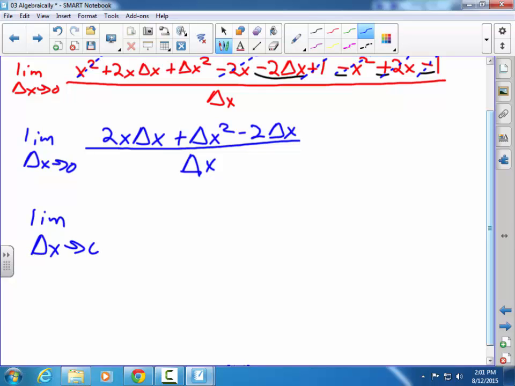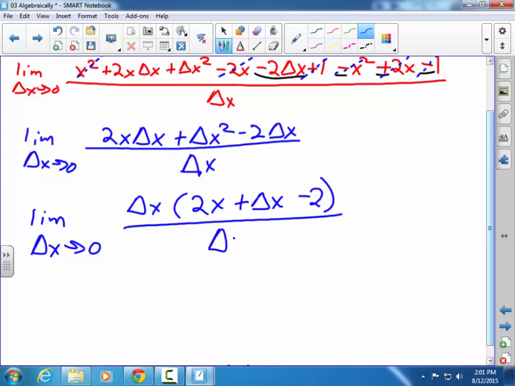The limit as delta x approaches 0. I think I can take a delta x out now. I'll have 2x plus a delta x minus 2. And just like before, this delta x will cancel with this delta x. What happens to the delta x in the parentheses, though? It's just 0. Because once we cancel those out, we see that delta x is 0. We can plug it in, so we get our final answer of 2x minus 2.